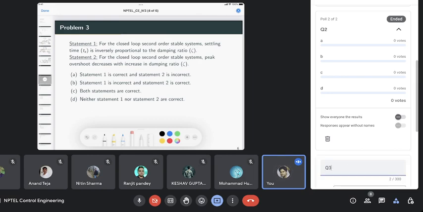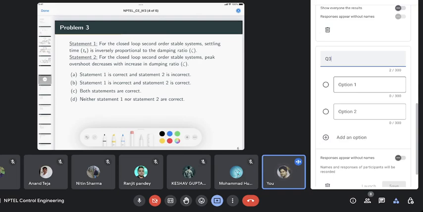So for question 3 you can try answering through the poll, then we'll discuss.